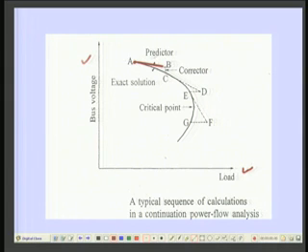Once we find the tangent vector, we want to find the step length. In this case the step length shown is A to B. The step length is also an important decision to be taken. Once you come to this point B, from this point we come to the actual solution C, which is called the corrector step, from B to C.